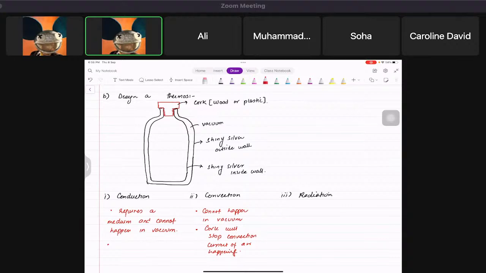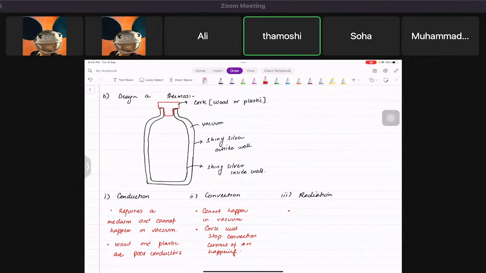Oh no, that's not good. Because wood and plastic are poor conductors, they're insulators, right? So you need to write that as well. Okay, how can radiation be stopped then? Because radiation can happen in a vacuum as well. So is there a way it's stopping or reducing radiation? Anyone? Since it's shiny, is it a good reflector? Yes. Shiny silver is a light color and a good reflector.